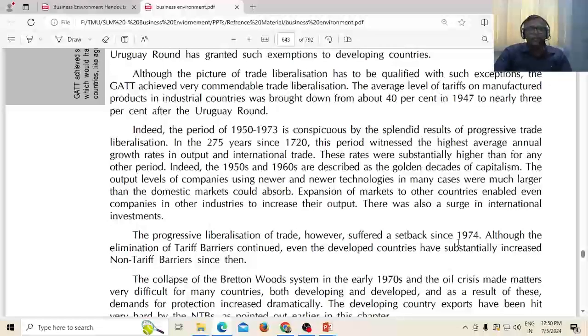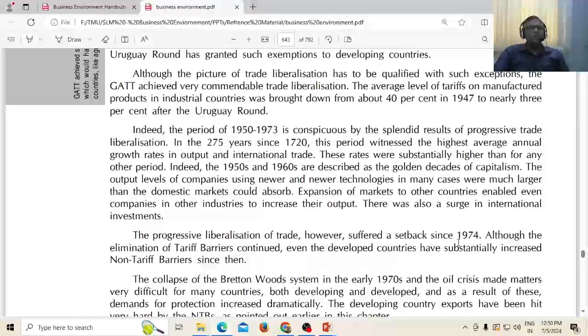Indeed, the period of 1950 to 73 is conspicuous by the splendid results of the progressive trade liberalization. In the 275 years since 1720, this period witnessed the highest average annual growth rates in output and international trade. These rates were substantially higher than for any other period. Indeed, the 1950s and 60s were described as the golden decades of capitalism.